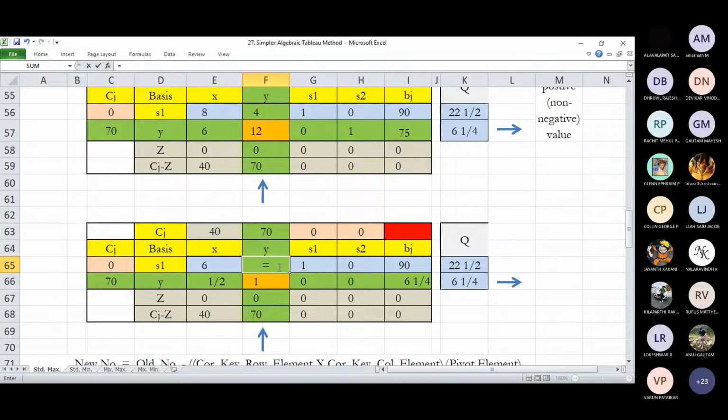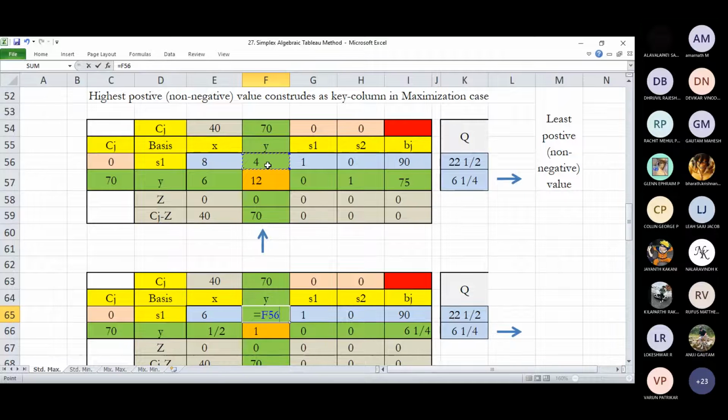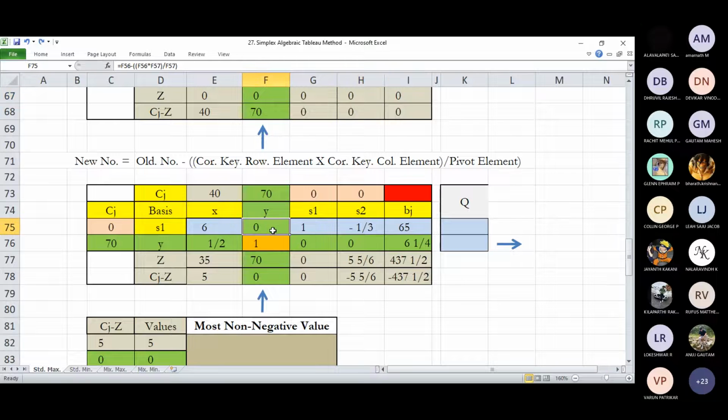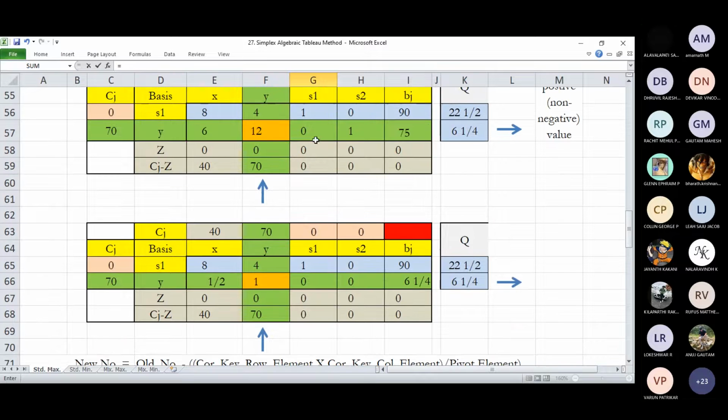I repeat for this. In this case, it is 4, the already existing number, minus its corresponding element in the key column, which is also 4, multiplied by its corresponding element in the key row, which is 12, the pivot element, divided by the pivot. So this will become 0. Remember how we made the 0 using this formula, right? That's how it has become 0. Let's take a look at another example. This existing number is 1 minus its corresponding value in the key column, which is 4.